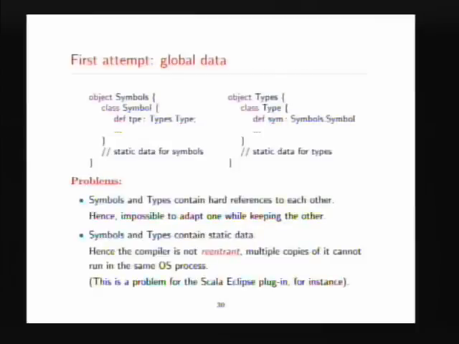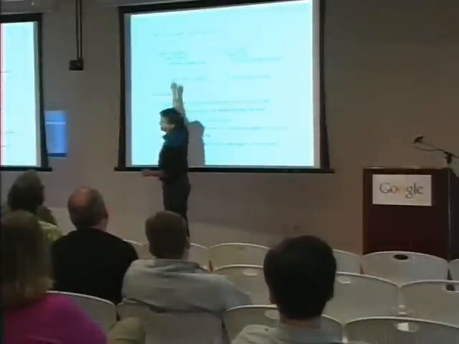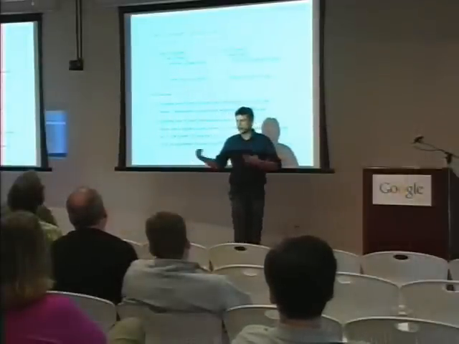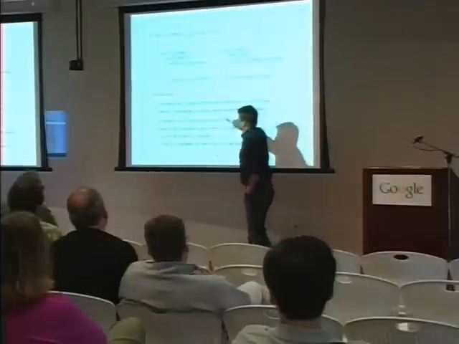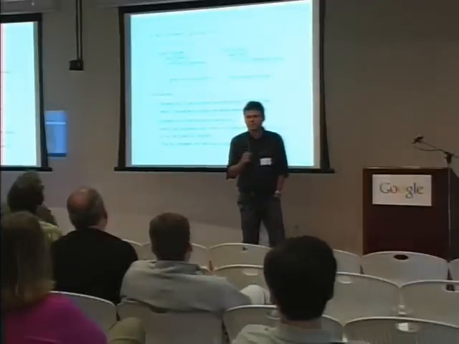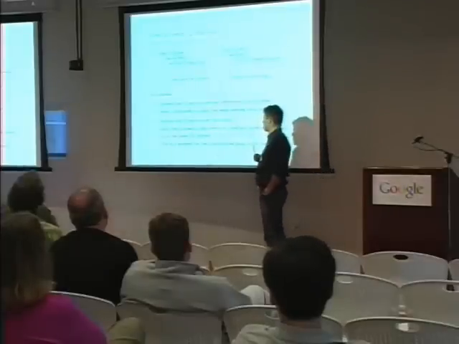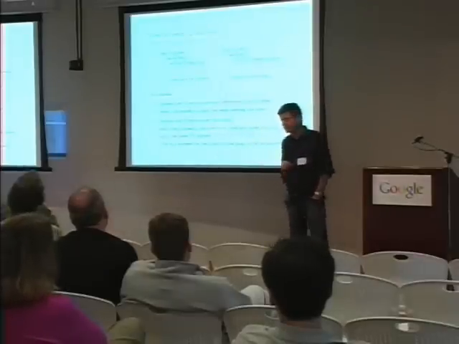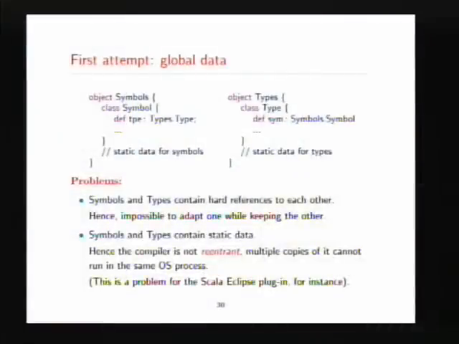The original version of the Scala compiler was written in Java. And these things would have been static data in the class symbol. But to translate into a Scala context, we did it that way. The second problem is symbols and types contain static data, and some of this data was even mutable. So the compiler is not re-entrant. Multiple copies of it cannot run in the same OS process. And I think for the Java compiler, it was the same thing when I dropped it into Neil's lab. It still had the same flawed design, and Neil had to do something about it to make it re-entrant.